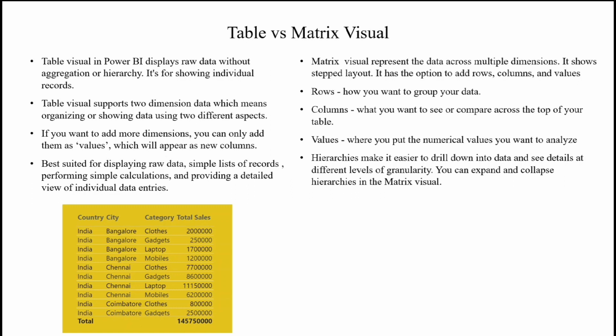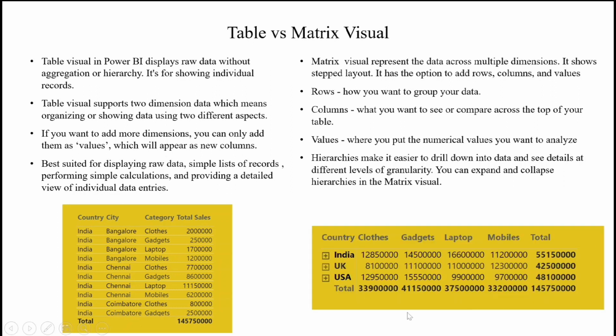Hierarchical means it is easier to drill down into data and see the detail at different levels of granularity, which means we can view the data based on year, quarter wise, month wise and day wise. That's called hierarchy. Country, city, that's also called hierarchy. From top level to next level, to bottom level, and we can again reach back to the top level with the help of drill up.